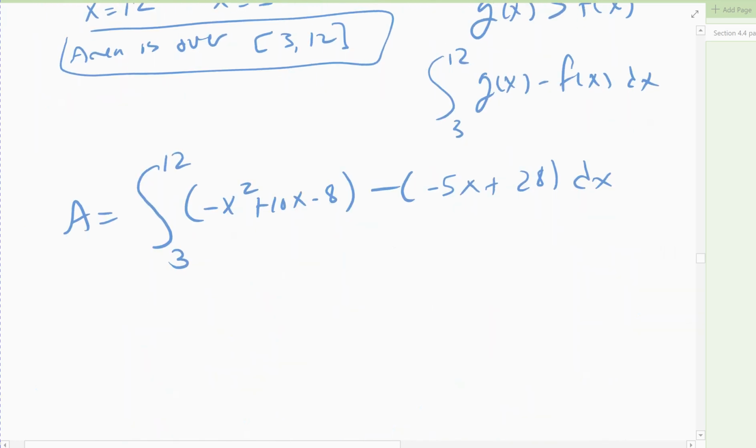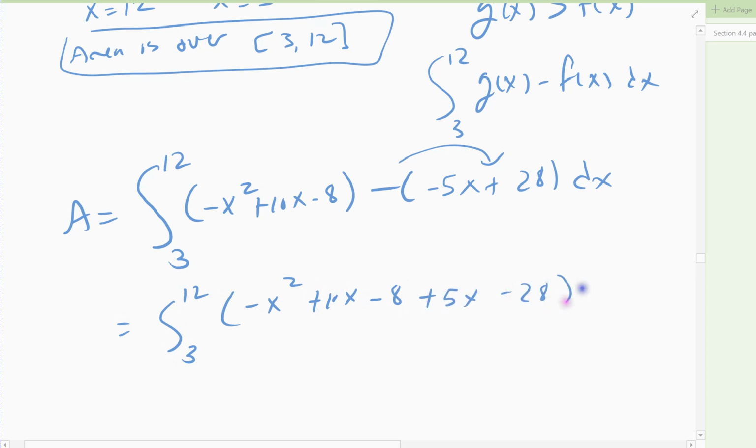So subtract accordingly and collect like terms, which would mean the simplification step. So I get negative x squared plus 10x minus 8 plus 5x minus 28. Collect your like terms.